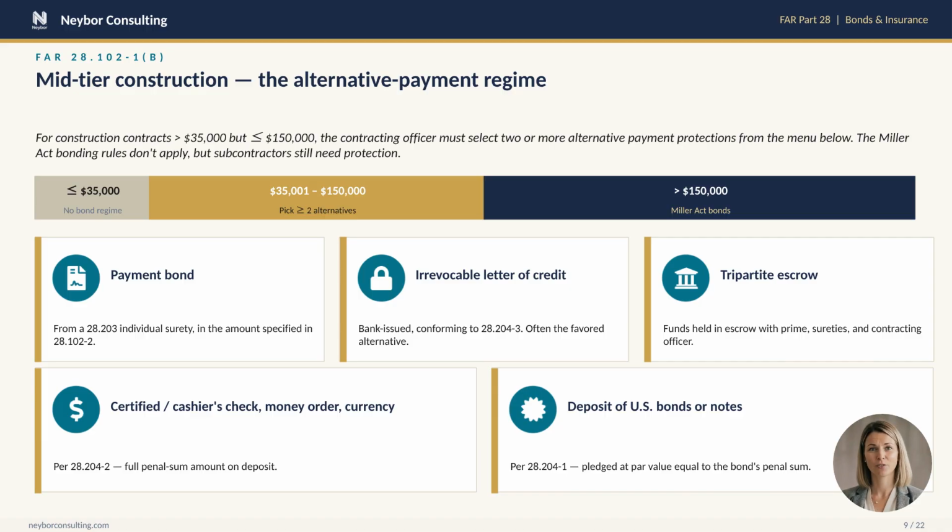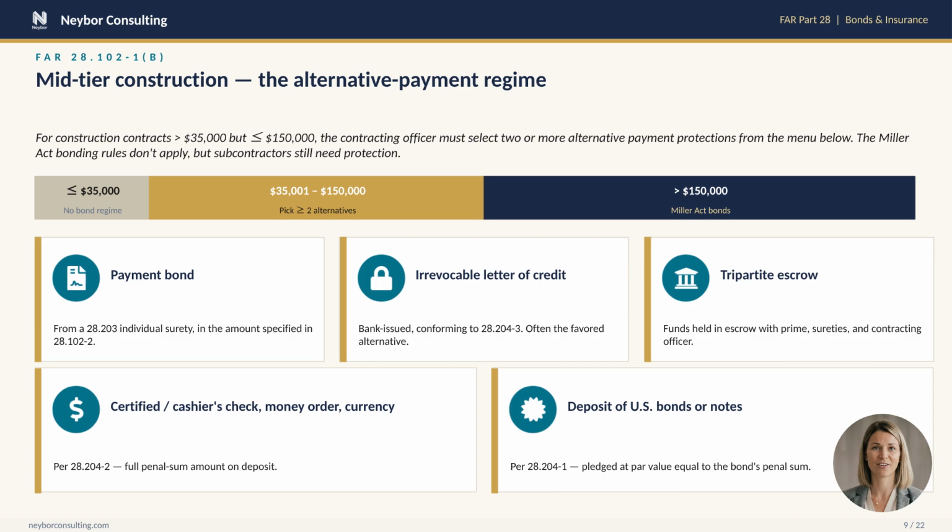Now let's talk about the awkward middle tier. Construction contracts between $35,000 and $150,000 are above the simplified acquisition threshold, but below the Miller Act trigger. So what does Congress and the FAR do? They created a custom alternative payment regime in FAR 28.102-1(b). In this band, the contracting officer has to pick at least 2 of 5 alternative payment protections.